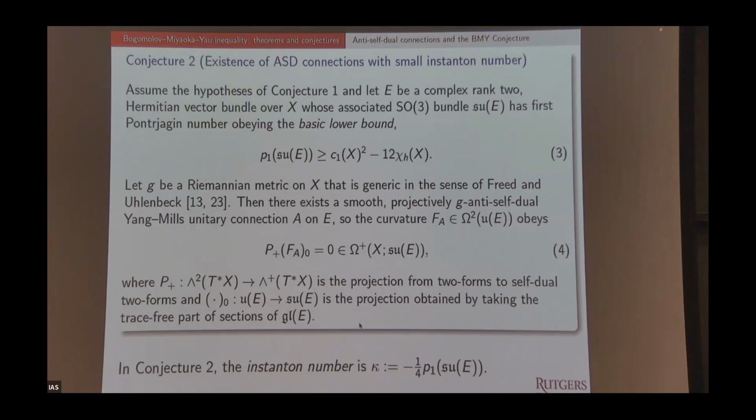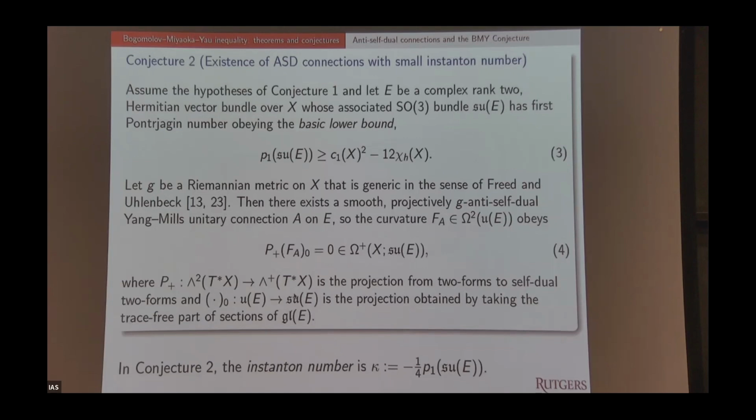And then the conjecture is that if the first conjugation number obeys this inequality, you can still find an anti-self-dual connection on that SO3 bundle. So there's a certain amount of technology associated with anti-self-dual connections, Yang-Mills connections, and so forth. And I'll just sweep that under the rug and regard it as kind of known, even though many of you may not necessarily know what they are.